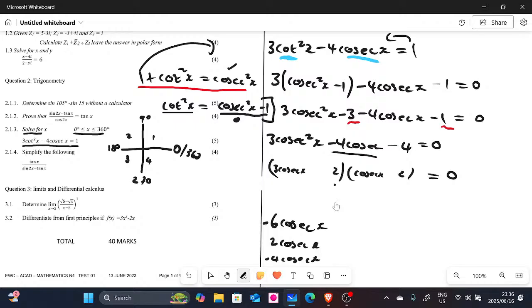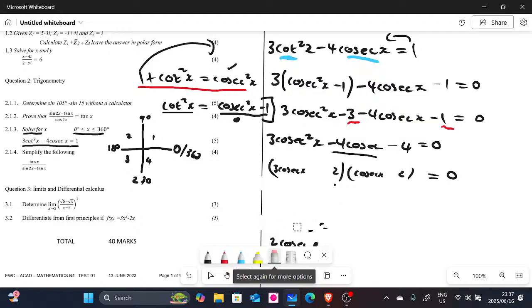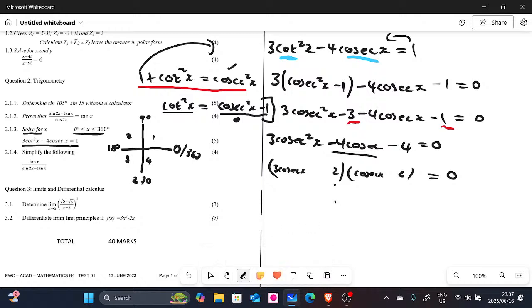If you can't use factorization, use the quadratic formula, guys. So meaning now we need to know between these brackets which one is going to be negative. It's the one that is going to multiply this 3 cosec. So it's going to be this negative here. This 2 here is going to be negative because it's multiplying this 3 cosec there, and this one is going to be positive. So far so good, my good people.